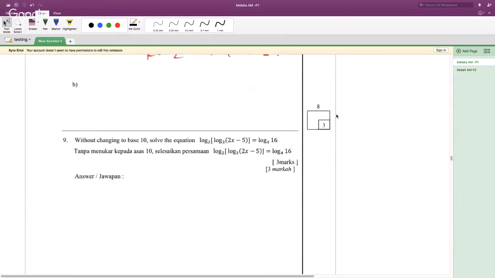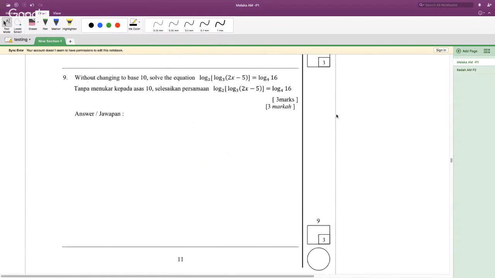Okay, let me just move on to question number 9. Without changing the base 10, solve this one. This one basically they just want to test how far you can understand about the log. So the first thing is I will just copy whatever I have here.